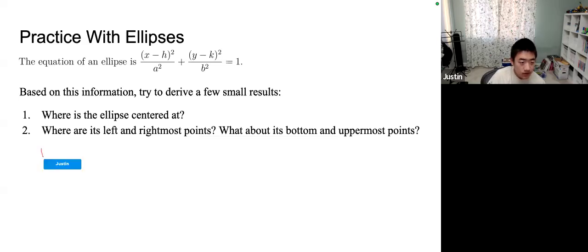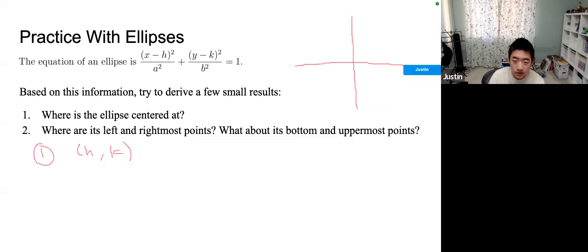Over here. I think Kennan already covered this on the previous slide. So you can see the ellipse is symmetric about x equals h and y equals k. That means the center has to be at h comma k. I'll draw this here, then it'll look something like this.